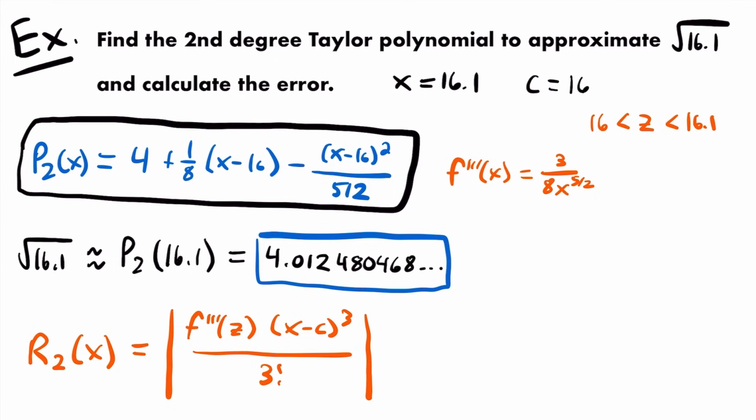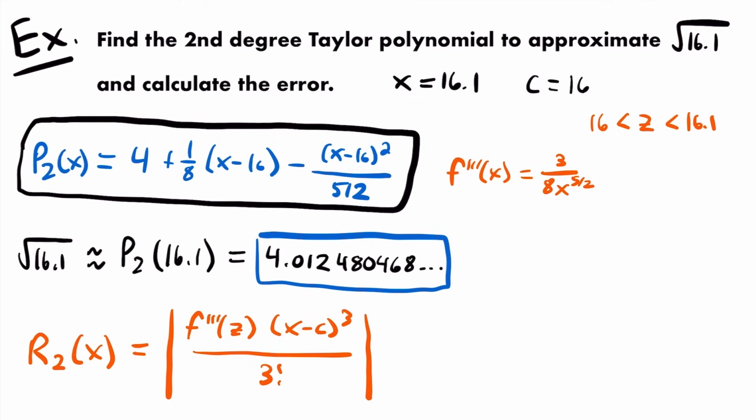Just like with our other example, we have a rational function, or a fraction, where x is in the denominator. When you have a value in the denominator, the bigger that value is, the smaller the value of the fraction will be. So 16.1 raised to the power of 5 halves is going to be bigger than 16 to the power of 5 halves, which would make the value smaller. So we don't want to use 16.1 for z, we want to use 16, which will make the denominator smaller, which will result in a larger value for our third derivative. So we're going to use 16 as our value of z, and let's plug that in.